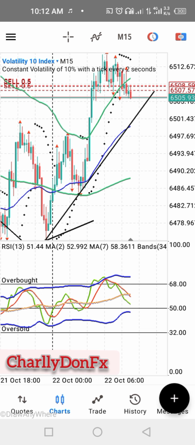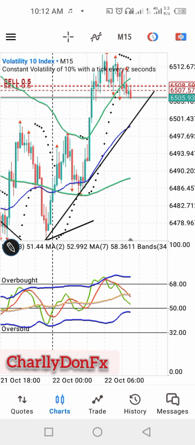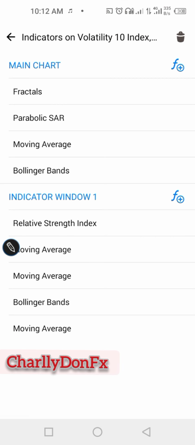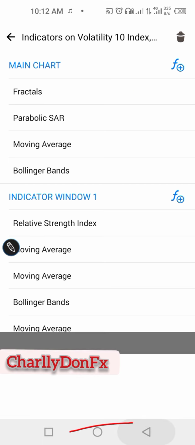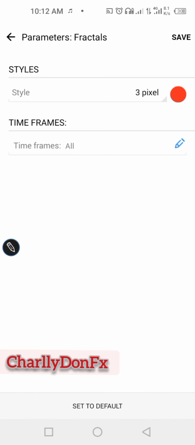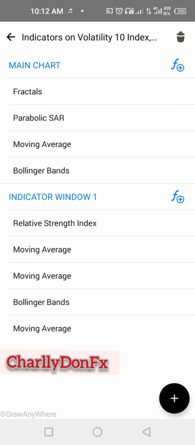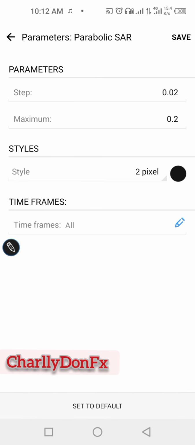We'll go over to our indicators settings. The first one is our fractal. I always use fractal because it gives me proper guidance on where to place my trend line. We have our style, 3 pixel. The next one is the parabolic SAR. The parameters are: the step is 0.02, the maximum is 0.2, and you choose the color of your choice, guys.